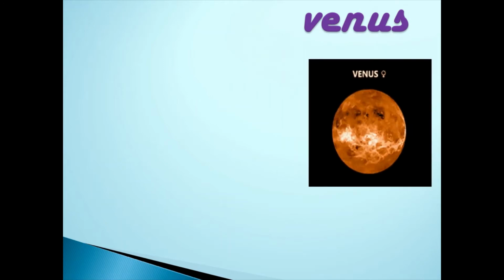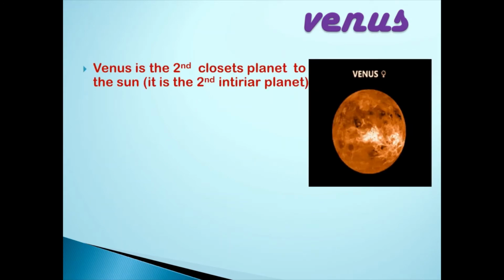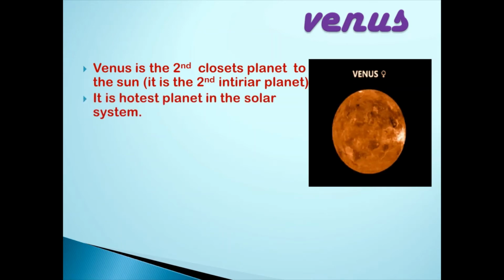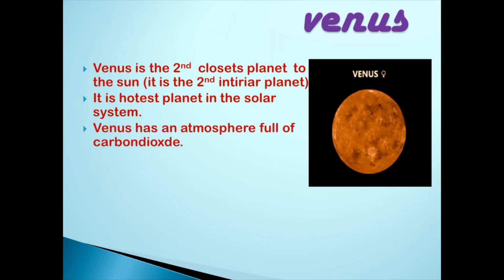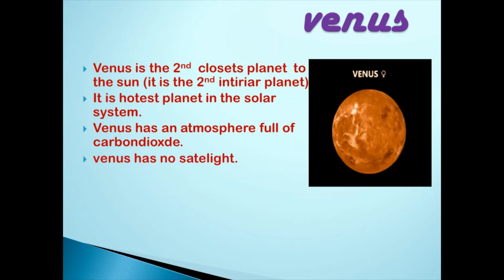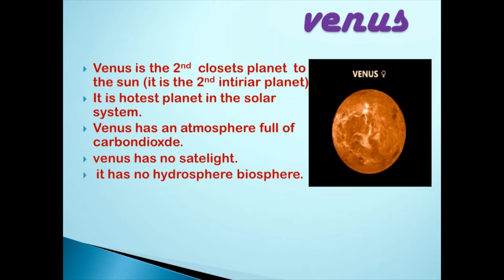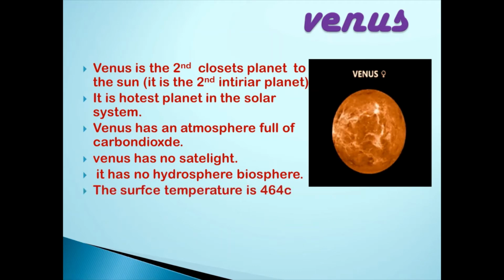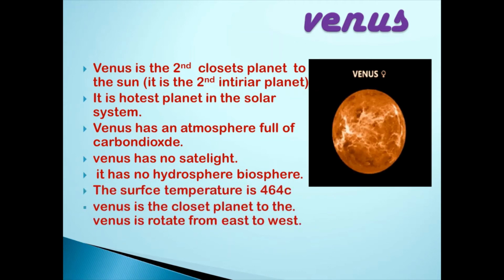Venus. Venus is the second closest planet to the Sun and it is the second interior planet. It is the hottest planet in the solar system. Venus has an atmosphere full of carbon dioxide. Venus has no satellite. Venus has no hydrosphere or biosphere. The surface temperature is 464 degrees Celsius.